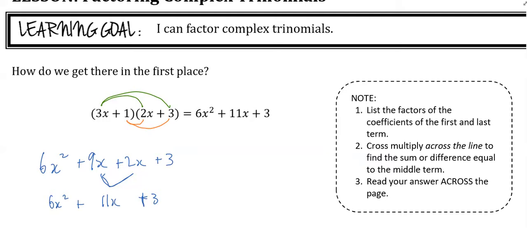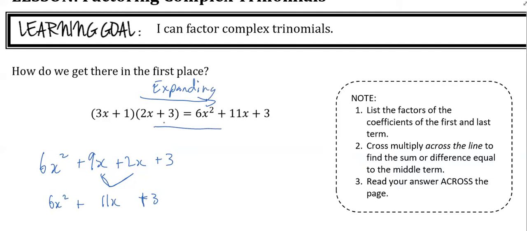That's expanding. That's the easy part maybe, because you just do it and the answer works itself out. Okay? So that's expanding when you go this direction. When you go the other direction, if I were to give you this and tell you to factor it, that's going the other way.